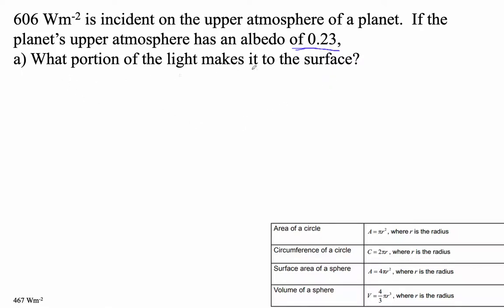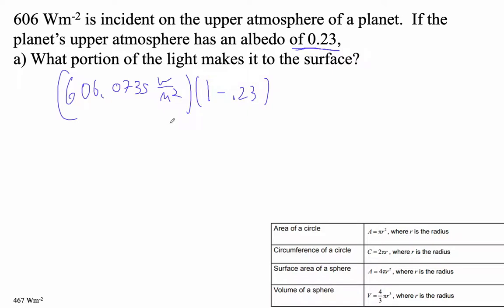All right, so what portion of the light makes it to the surface? Well, it's going to be 606.0735 watts per square meter times 1 minus 0.23, right? Remember, 23% is reflected into space. It's 77%, 100 minus 23. That's 77% is absorbed. I'm too lazy to actually calculate that.